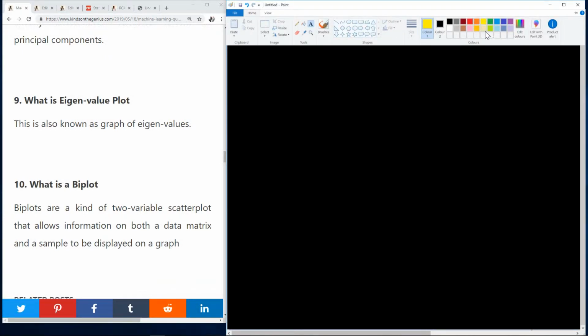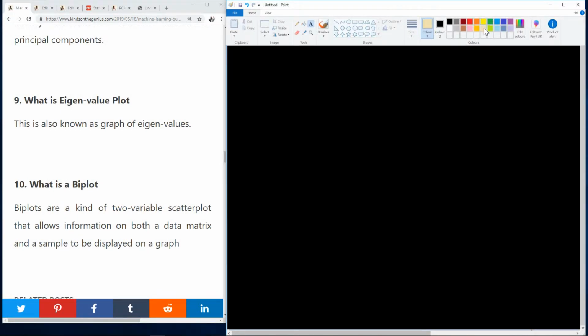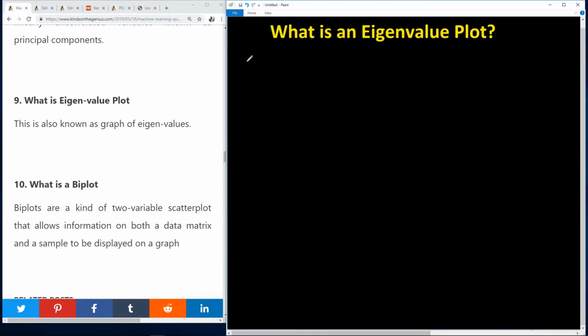So let's start by drawing. Let's say we have a data set. Let me take a pen. We have a data set given in the form of a matrix. Let's say a matrix A. Matrix A, okay. Whatever the dimension of this matrix, let's say it's 2 by 2.